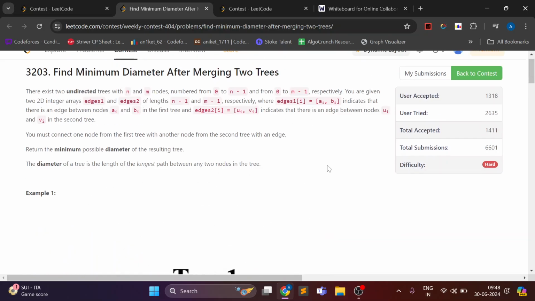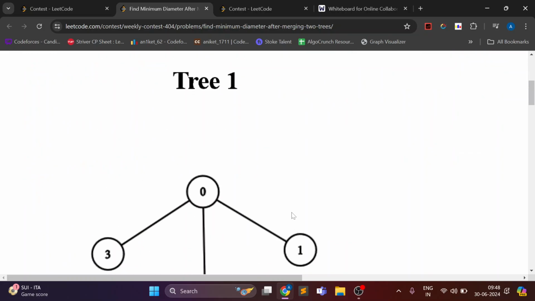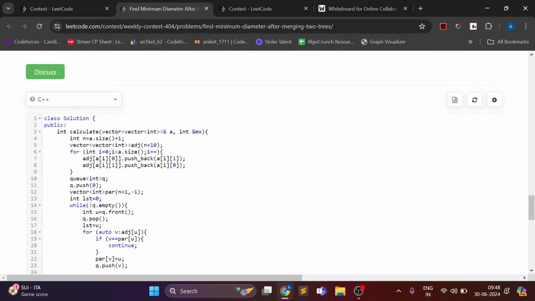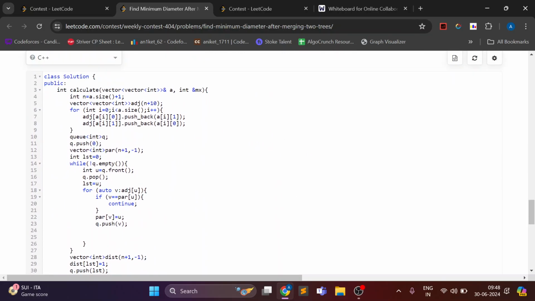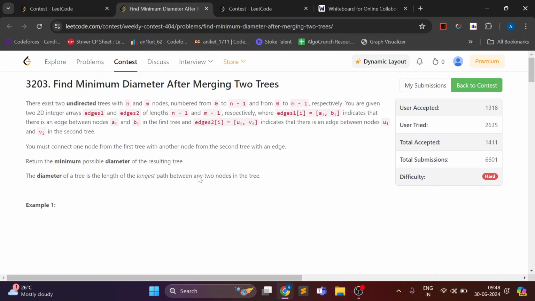This is a standard question. I would say the code is also very implementation based, but the logic is very simple. So this was the fourth question, and I think that's it from my side, and thank you for watching.